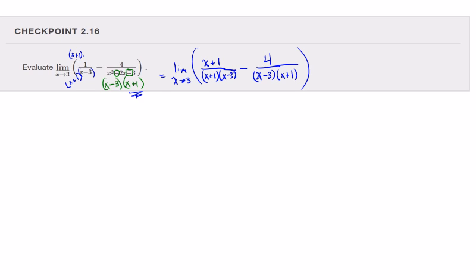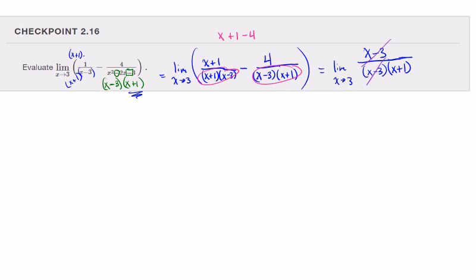All right, and now we can just combine the numerators. So I can just do x plus 1 minus 4, and the denominator is going to stay the same. So it's going to end up being the limit as x approaches 3 of, on top, 1 minus 4 is negative 3. So we get x minus 3 on top, and on the bottom we have x minus 3 times x plus 1. And now we can see that these are going to cancel out.